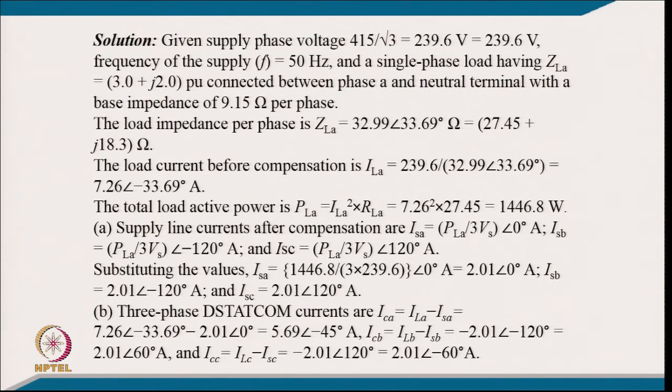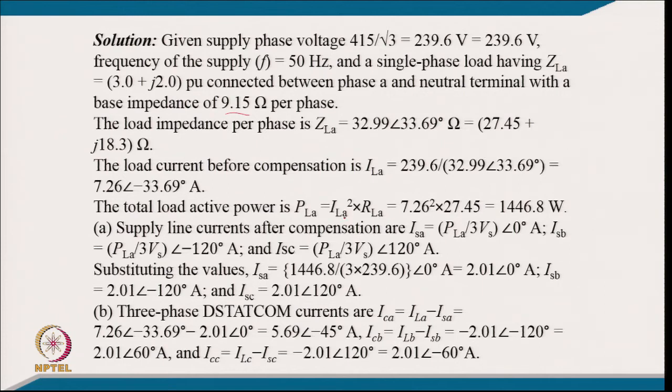So, coming to the solution of it, giving supply voltage of 415 by root 3, that is 239.6, and frequency of 50 hertz, and single phase loading 3.0 plus j 2 per unit connected between phase and neutral terminal with the base impedance of this. So, if we want to get the exact impedance, we can multiply this per unit by the base impedance, and the impedance comes to be typically 32.99 at the angle of 33.69, and the load current before compensation ILA is 239, that is the phase voltage between line to neutral, divided by the impedance. So, it comes 7.26 at the angle minus 33.69 ampere.